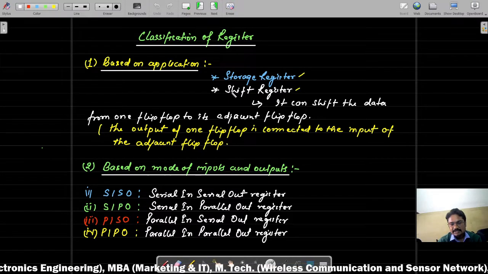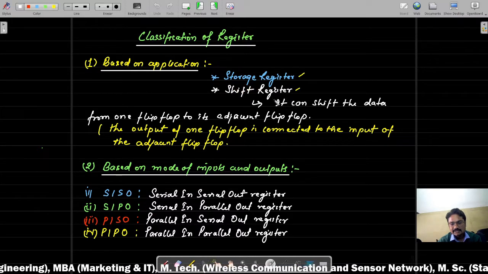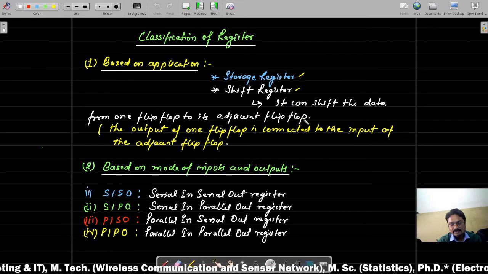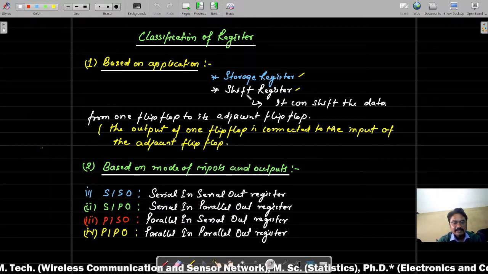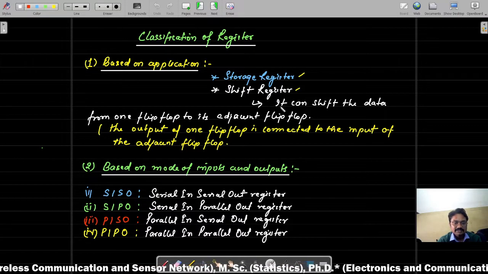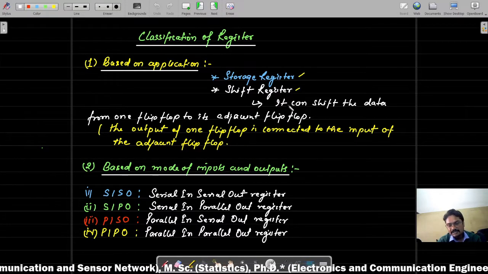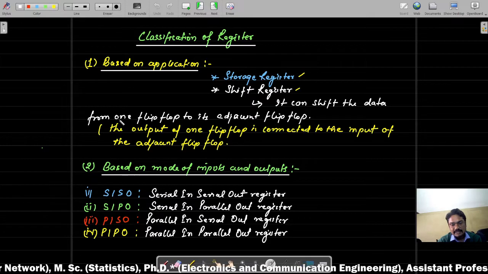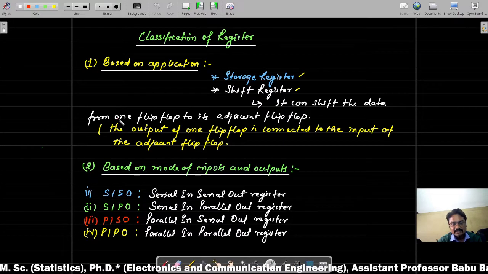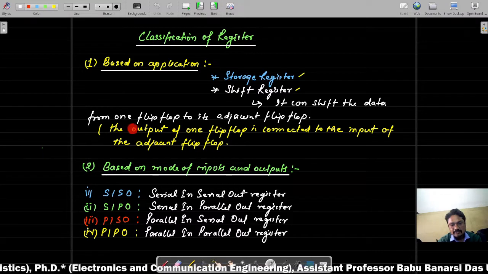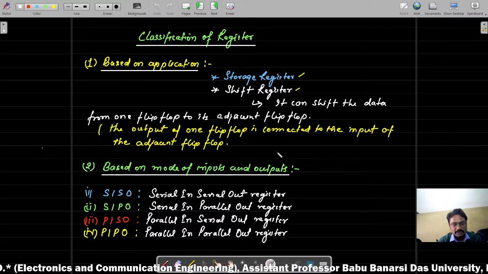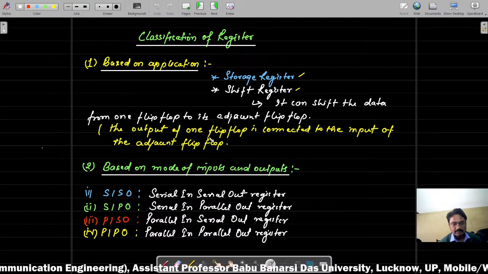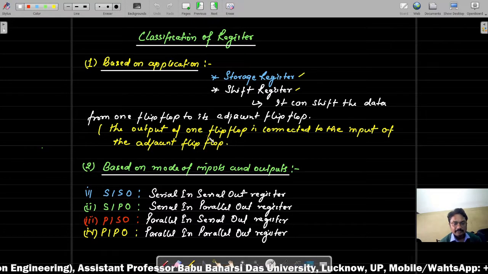Next, based on application, is the shift register, which can shift the data from one flip-flop to its adjacent flip-flop. So an incremental shift can be done one by one with the help of this register, which makes it very useful in different domains. While you are connecting the flip-flops in cascade and shifting the data one by one, of course the output of one flip-flop is connected to the input of the adjacent flip-flop. This kind of series connection is how you connect your flip-flops to form a register.